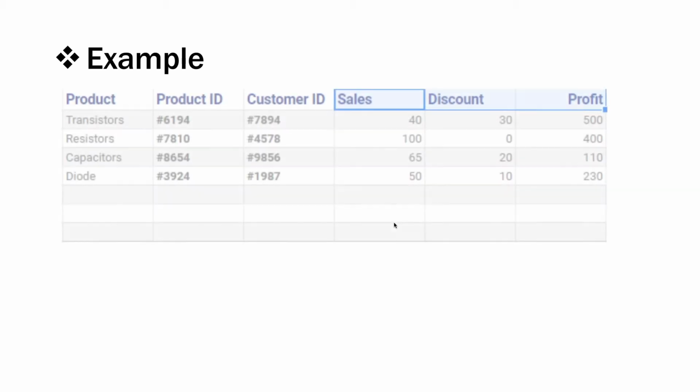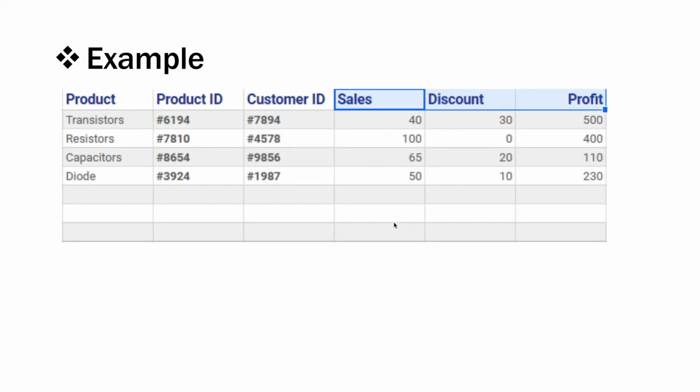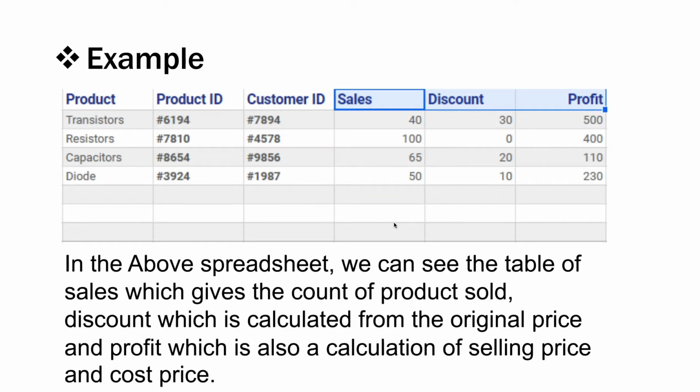For the previous spreadsheet, where there is a table of sales, discount and profits being selected, well, the table of sales gives us the count of products sold, discount which is calculated from the original price, and profit which is the calculation of selling price and cost price. This gives us the basic idea about dimension and measures.